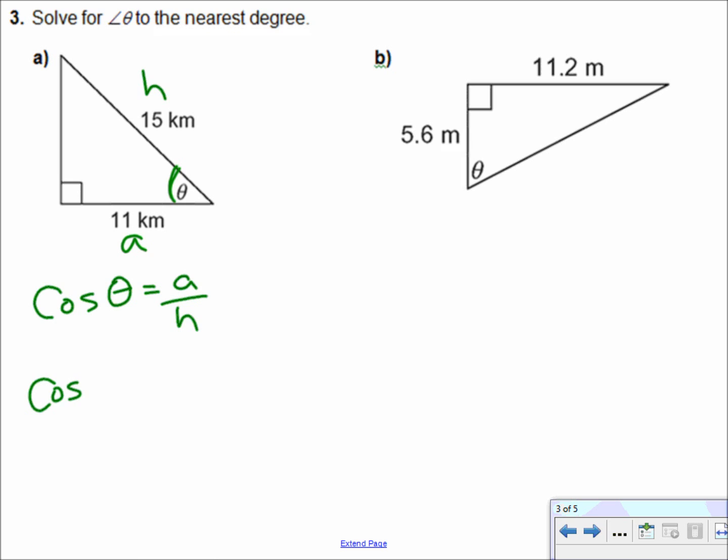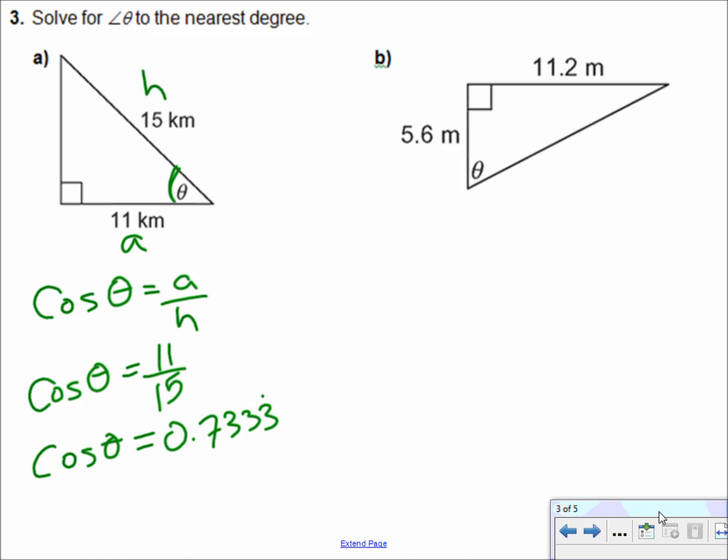So cosine of theta is equal to adjacent is 11, hypotenuse is 15. We actually just want to do the division here because we need the decimal to be able to take our cos inverse of that decimal, okay? So I'm going to go 11 divided by 15, which gives me 0.7333 repeated, okay? So this is when I have my decimal.